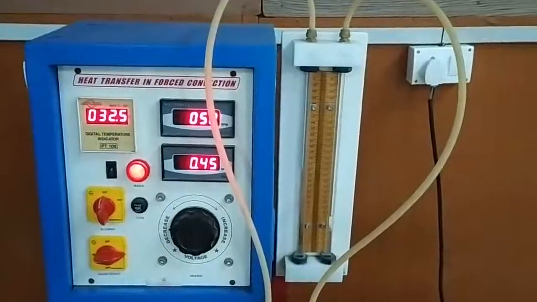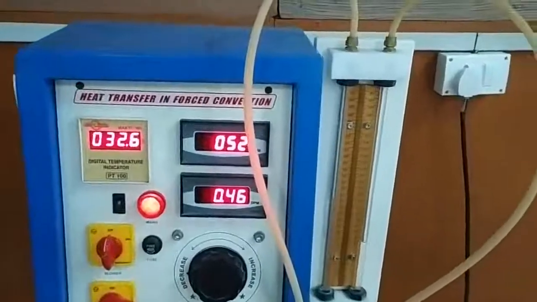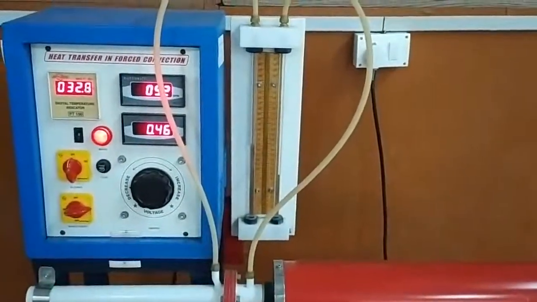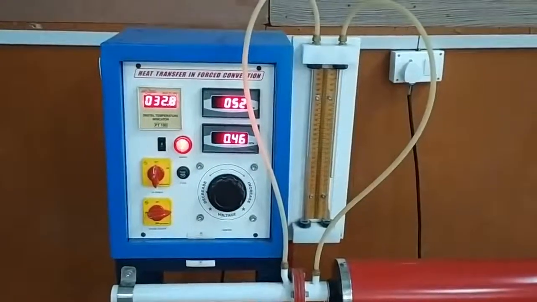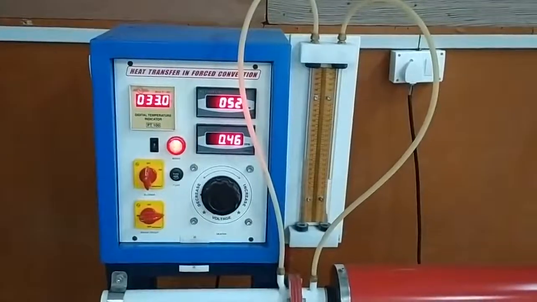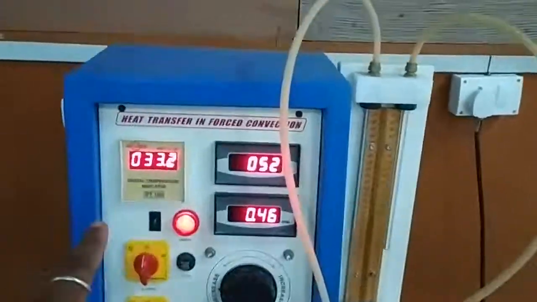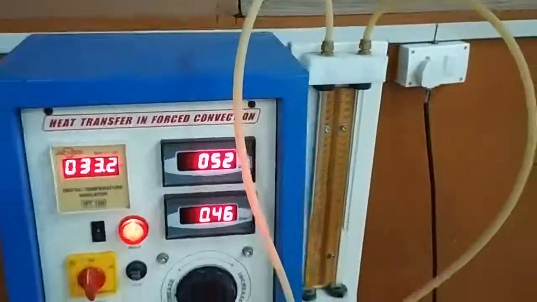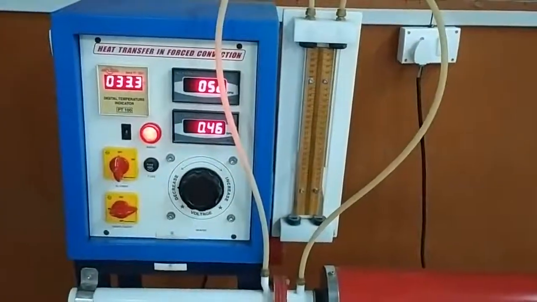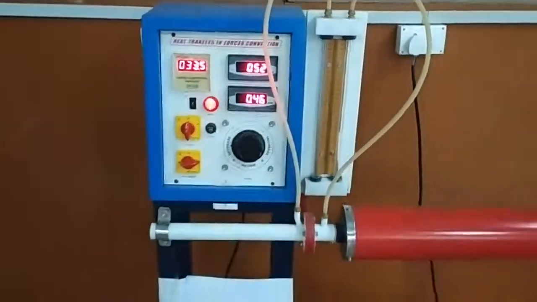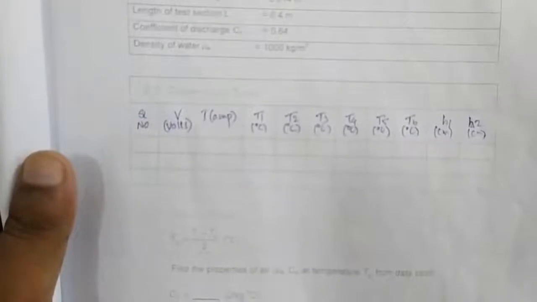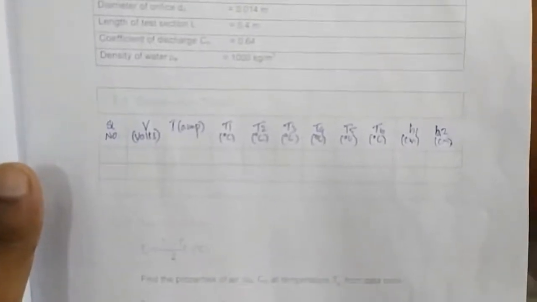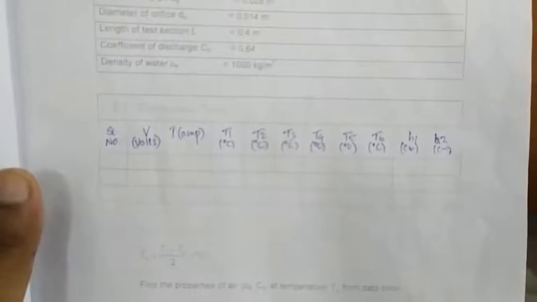Now, after switching on the blower, you have to wait for half an hour to 50 minutes. Why half an hour to 50 minutes? We'll let the system reach a steady state condition. That means the state where these temperature readings will not be changing with respect to time. So after half an hour or 50 minutes, we will take readings of the temperature of each and every thermocouple. That is, we'll note down the voltage and the temperature at T1, T2, T3, T4, T5, T6 likewise.